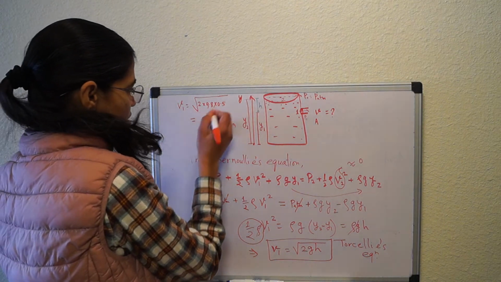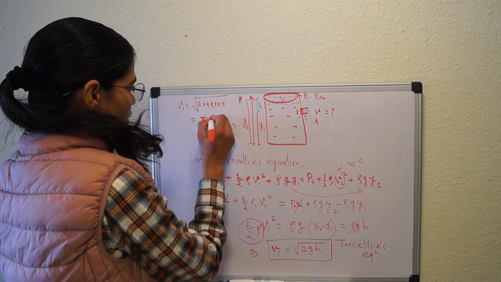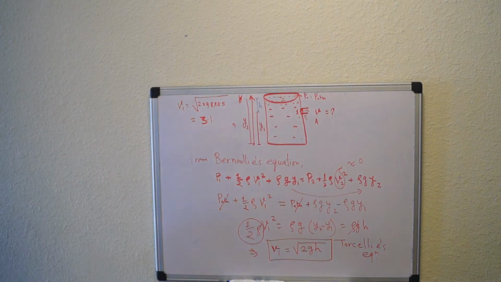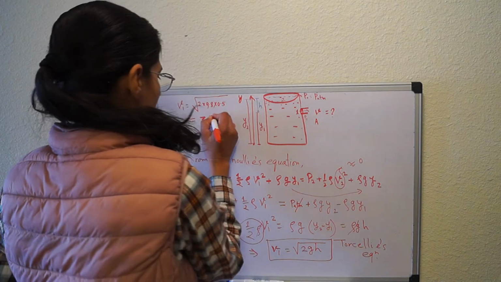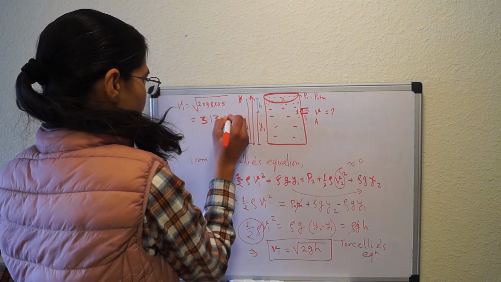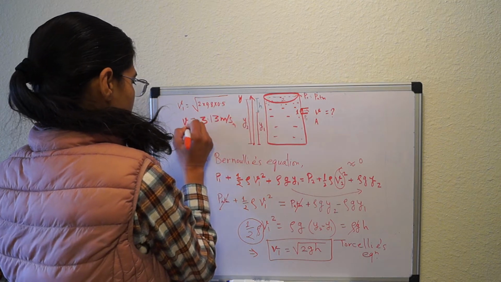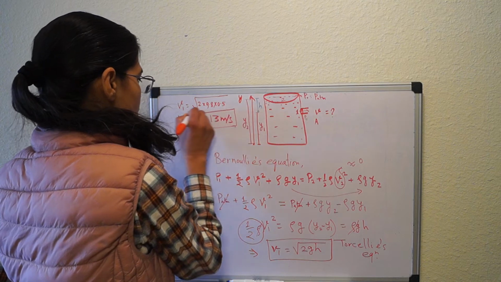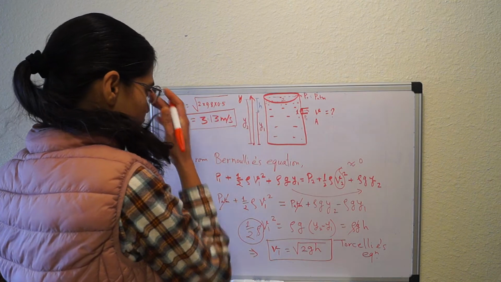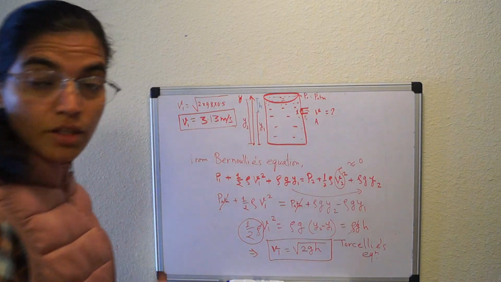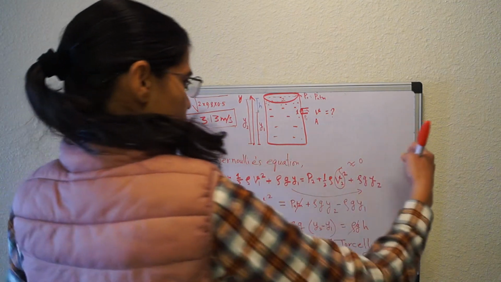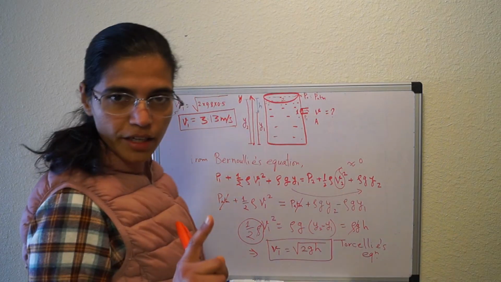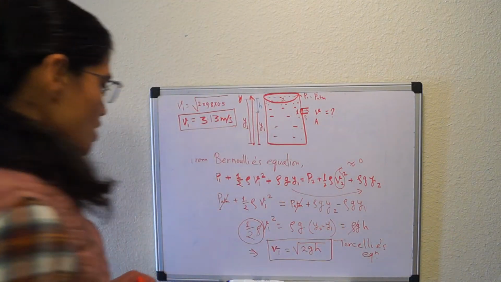So what does this give you? About 3.13 meters per second, okay? So look at this. This is the speed, and it's pretty high, right, for the fluid to flow through there, 3.13 meters per second. In 1 second, 1 meter is about this, so it's going about 3 times this in 1 second. So that's pretty large.